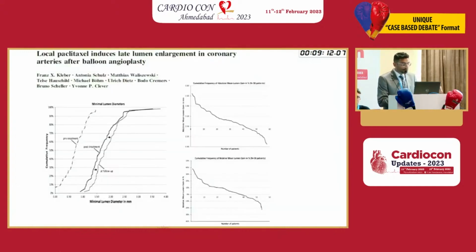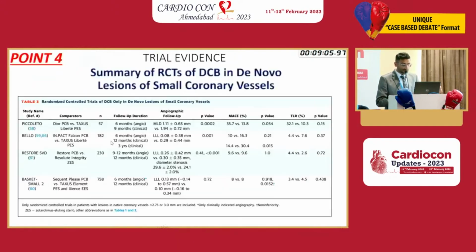This has also been studied: after the treatment with a DEB, you still continue to have a luminal gain in the patients. So coming to the trial evidence, these are 4 important trials which were done in de novo small vessel disease, but these were all non-inferiority trials. Now we also have a superiority trial. So Picoletto, Bello, Restore SVD and Basket Small 2, we'll go through them quickly.